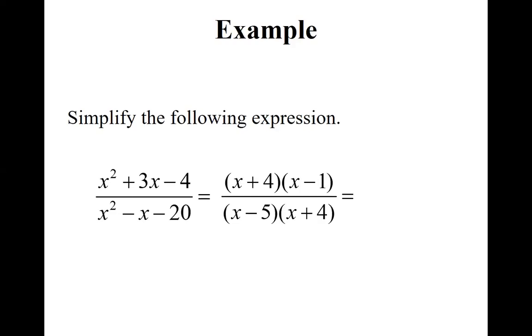So in factored form, we have x plus 4 times x minus 1, over x minus 5 times x plus 4. The x plus 4s cancel, leaving us with just x minus 1 over x minus 5. That word of warning before, make sure what we're canceling are factors. Some people might look at x minus 1 over x minus 5 and attempt to cancel the x's. We can't cancel the x's. The x's are not factors. The x's are terms.